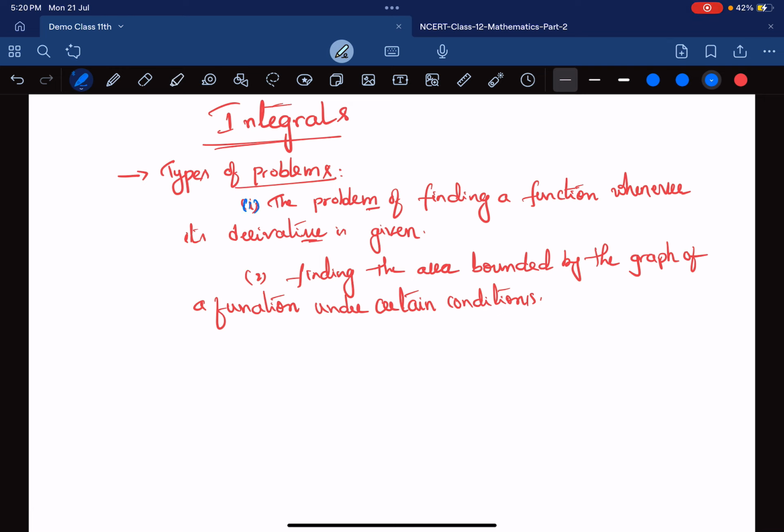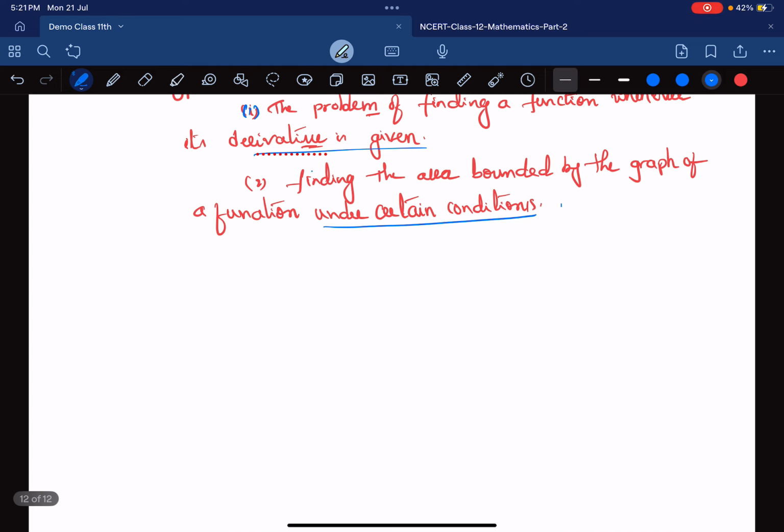So integral calculus is used to find two different things. One is the problem of finding a function when its derivative is given. And the second one is finding the area bounded by the graph of the function under certain conditions. For example, let us see the example for case 1.